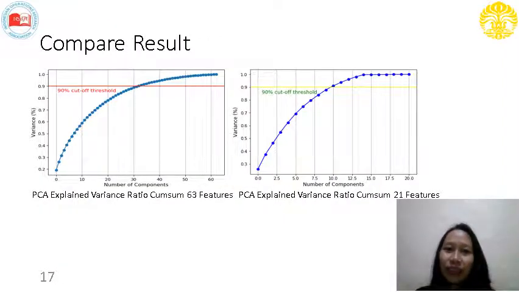Here is the explained variance ratio CUMSUM. On the left is the PCA explained variance ratio CUMSUM of the 63 features. On the right is the PCA explained variance ratio CUMSUM using the dataset of the MCFS result.